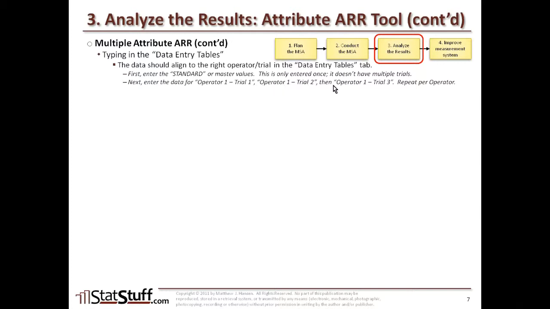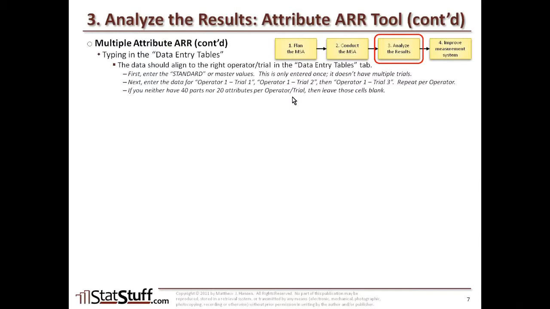And you just continue that process where it moves on next to operator 2 and their trial 1, operator 2 and their trial 2, and so on for all the different operators that are involved. And if you don't have 40 parts or you don't have 20 different attributes for each of those operators or trials, then just leave those cells blank.